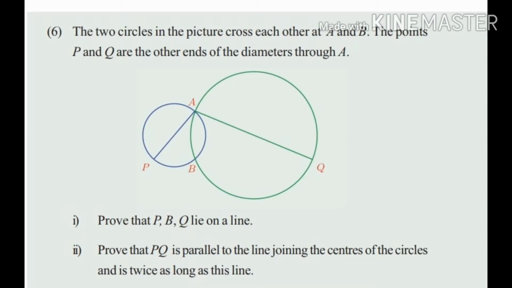Question number 6. The two circles in the picture cross each other at A and B. The points P and Q are the other ends of the diameters through A. First sub question, prove that P, B, Q lie on a line. Second sub question, prove that PQ is parallel to the line joining the center of the circles and is twice as long as this line.